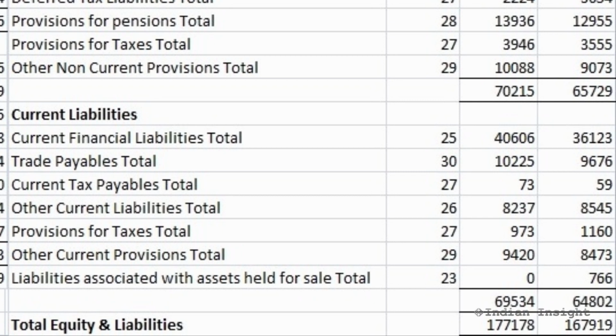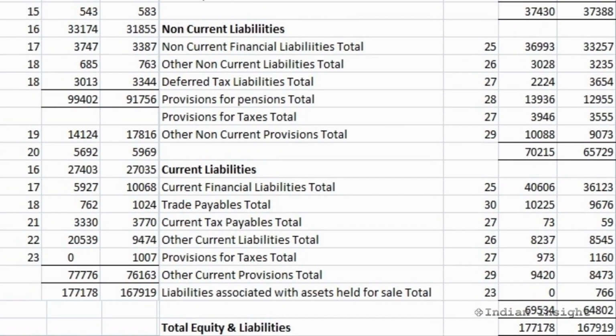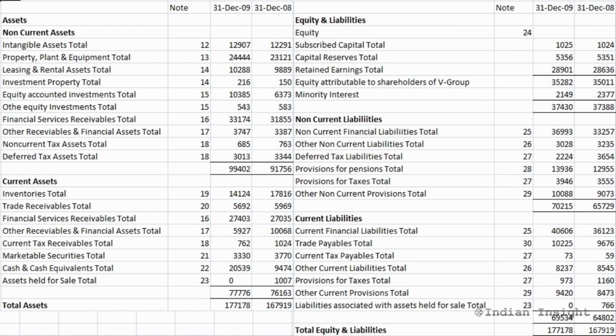Now you can often read the notes to account section of the financial statement to understand what payments due they represent. Now in the next video, we'll look at some other components of the balance sheet, starting with the non-current assets and the non-current liabilities.